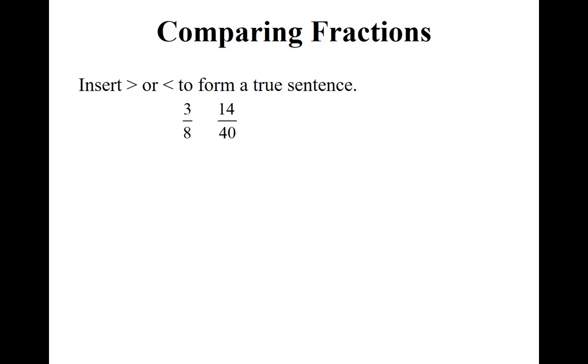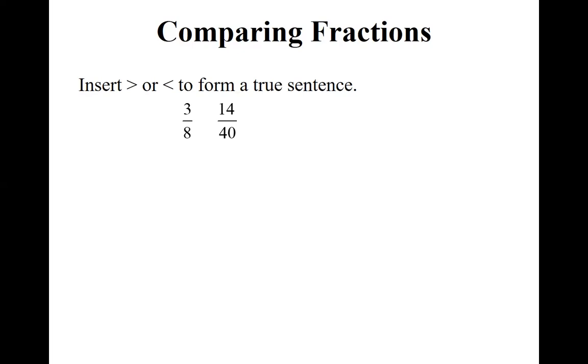Well, it would be nice to say something simple like 3 is less than 14, so less than. But since the denominators aren't the same, we would really have no basis in saying that. 3/8 and 14/40 are unlike fractions. We can't compare them. But if we had a common denominator, then we could compare them. So let's get a common denominator.